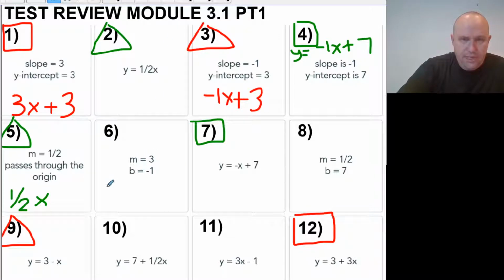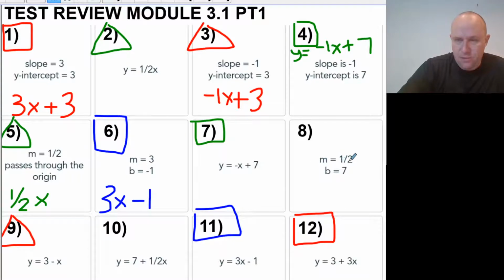So once again, they've given us m here, so that'll be 3x. B is just your y-intercept, so -1. Really, it should be 3x minus 1, but you can see that this is the same answer here. So 6 and 11 go together. Obviously, we only have 2 left here, so obviously 8 and 10 must go together.